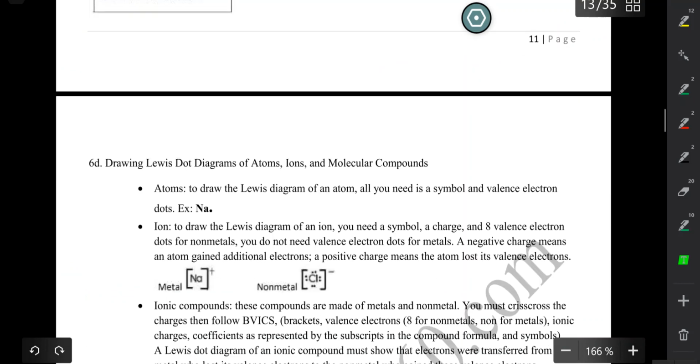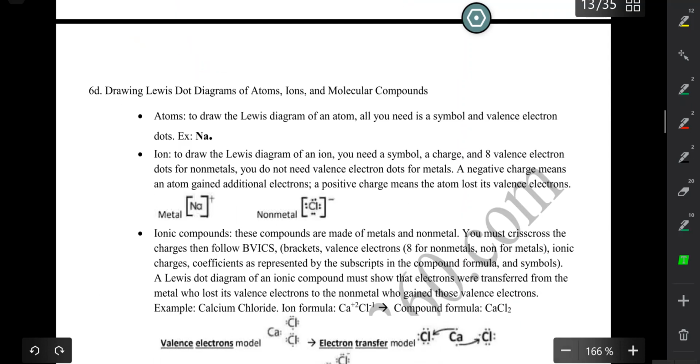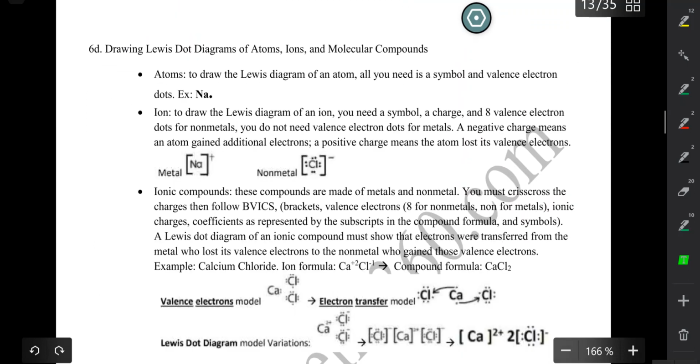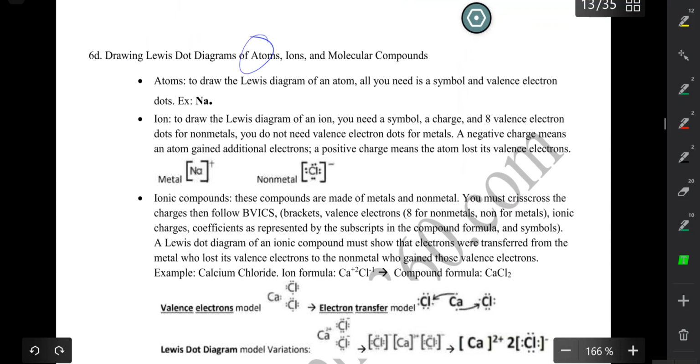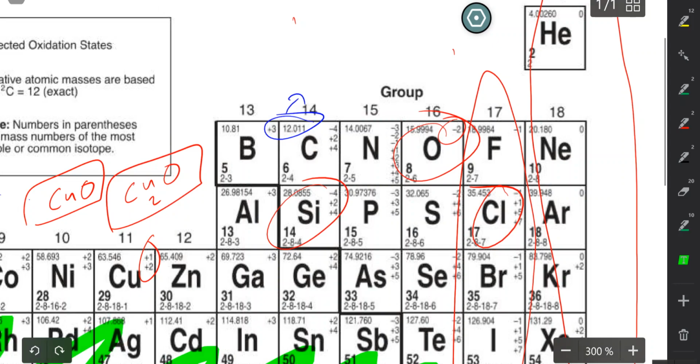All right, so Lewis dot diagrams. Before you draw a Lewis dot diagram, you must first ask yourself, what am I drawing a Lewis dot diagram of? Am I drawing a Lewis dot diagram of an atom? Am I drawing a Lewis dot diagram of an ion or a molecular compound? If you're drawing a Lewis dot diagram of an atom, all you need is a symbol and valence electrons. Here's an example. Draw the Lewis dot diagram of a sodium atom. The symbol for sodium is Na, and sodium has 1 valence electron.